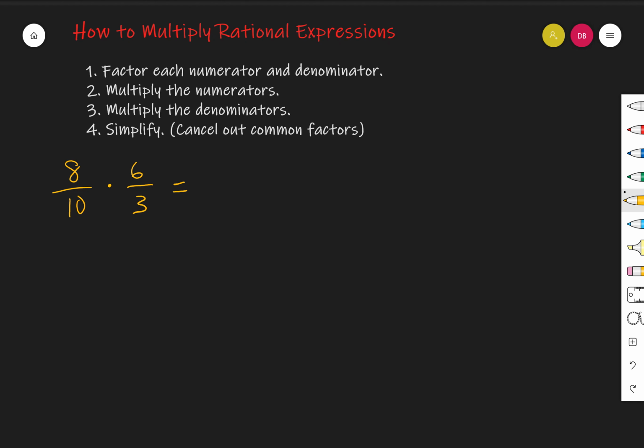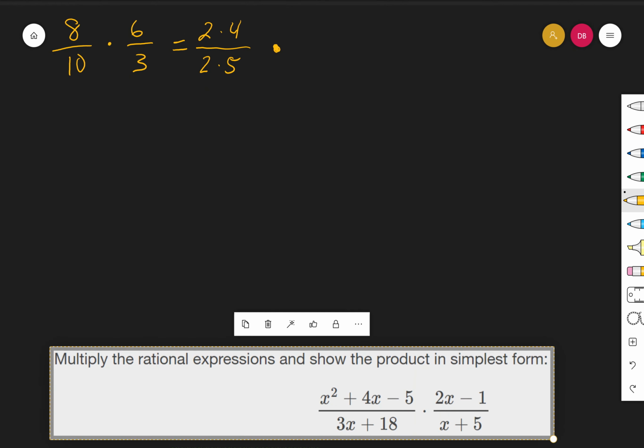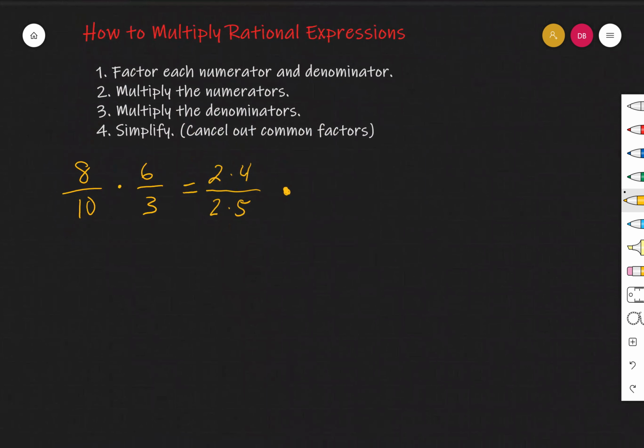So we want to take 8/10 and simplify that. We could probably do that quickly in our head, but just to show the steps, we could say that 8 is 2 times 4, and we could say that 10 is 2 times 5, and we still have our multiplication. And we could do 6 and 3 the same way. We could do 6 as 3 times 2, and 3 is just 3 times 1.